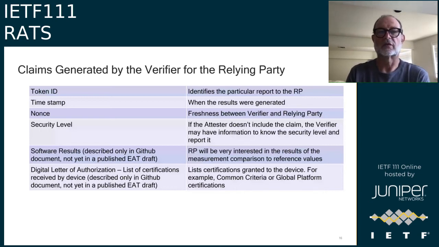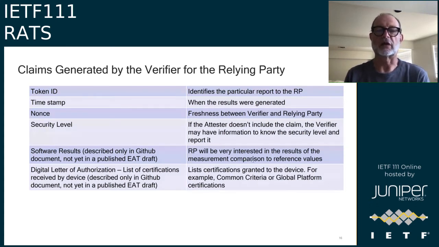So here's a couple claims that, next slide. Yeah, a couple claims that most likely are generated by the verifier for the relying party. So they did not come from the attester. So some sort of an identifier for the particular results report, a timestamp, and a nonce. Those are all fairly straightforward.